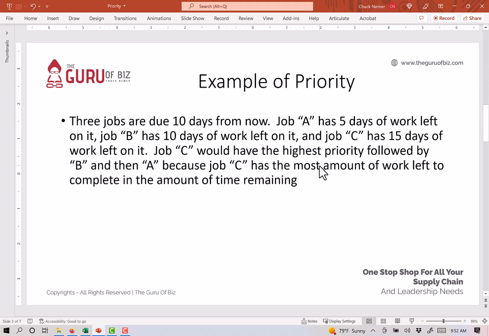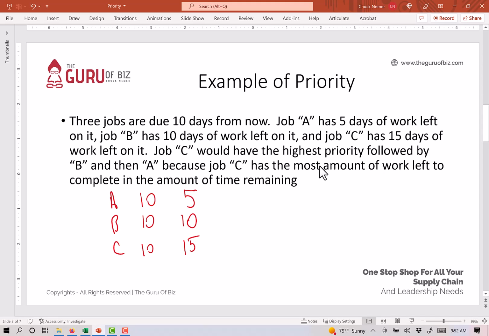Let's give you an example here then of 3 jobs, A, B, and C, and they each have 10 days worth of work remaining. So job A has 5 days of work to be done in 10 days. B has 10 days worth of work to be done in 10 days. And C has 15 days worth of work to be done in 10 days.